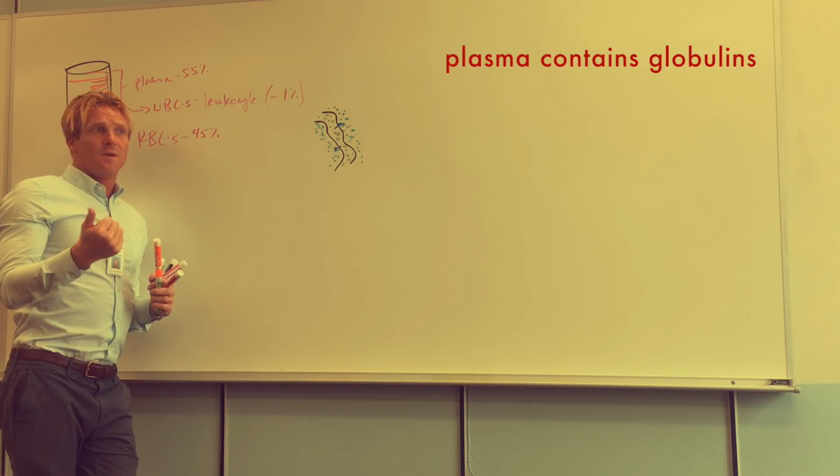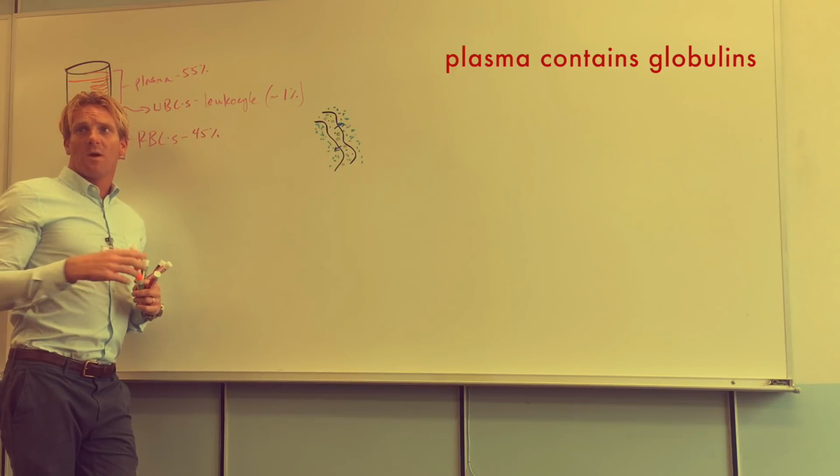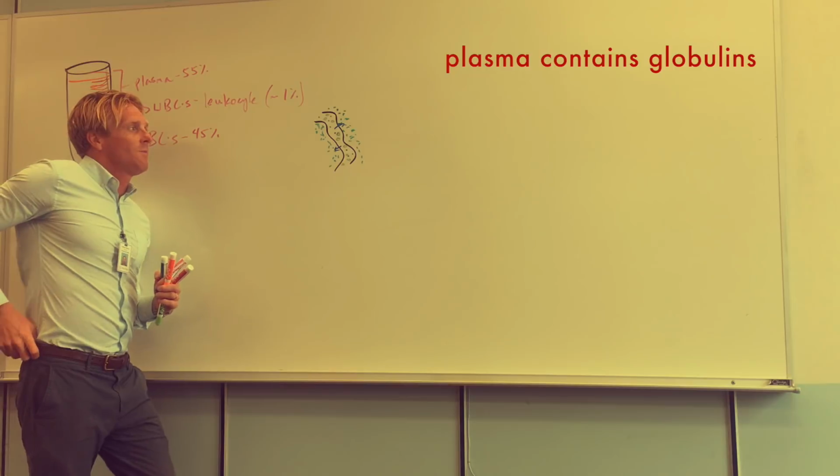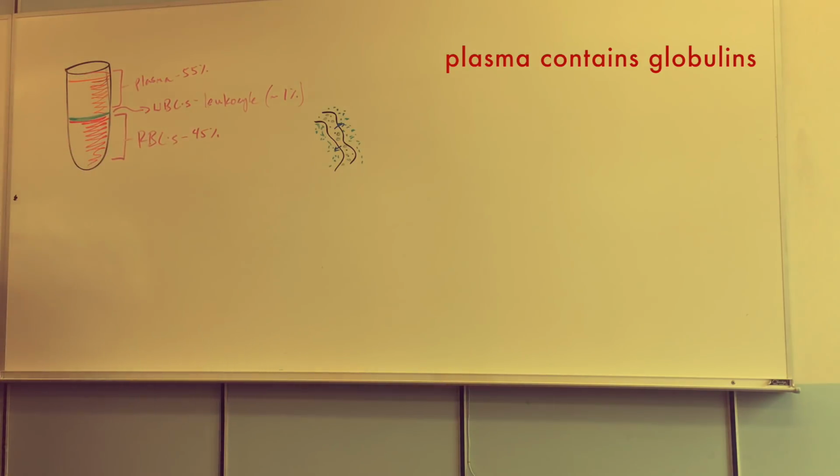Another globulin is the gamma globulins. These are antibodies that are produced by our white blood cells that are very important in the immune response. Okay, so that's kind of the deal with plasma.